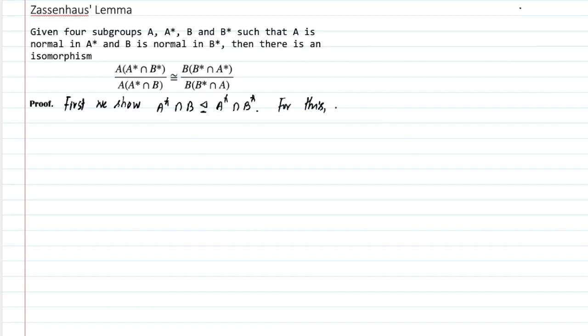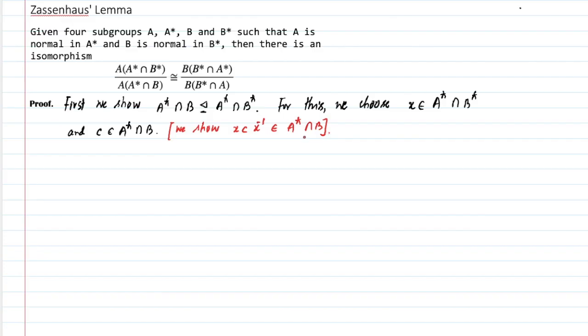For this we choose x belonging to A star intersection B star and we choose c belonging to A star intersection B. Then we have to show that x inverse c x belongs to A star intersection B. So that is what we have to show. So this is our requirement.